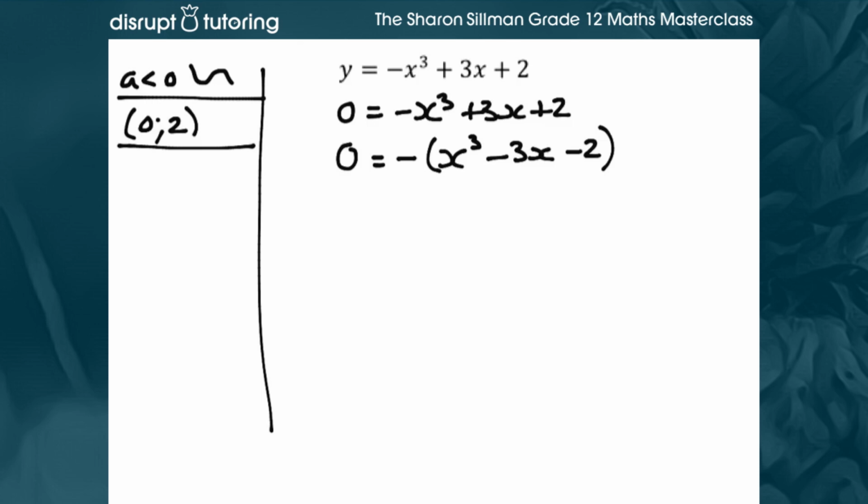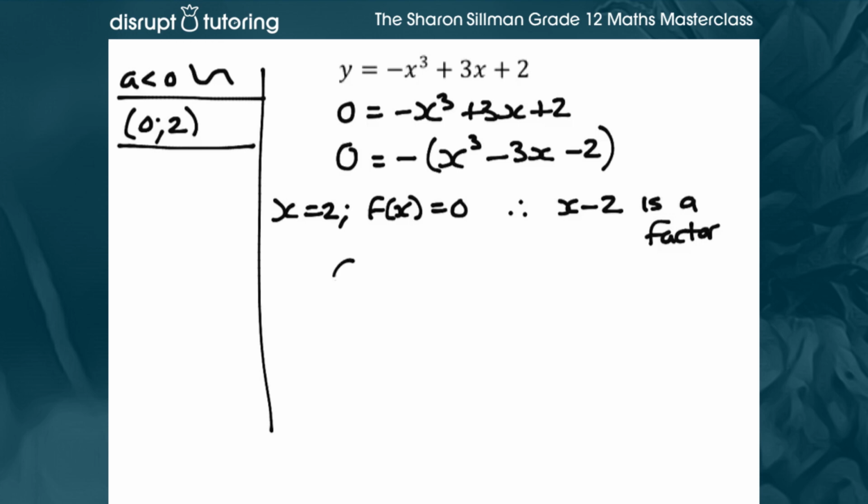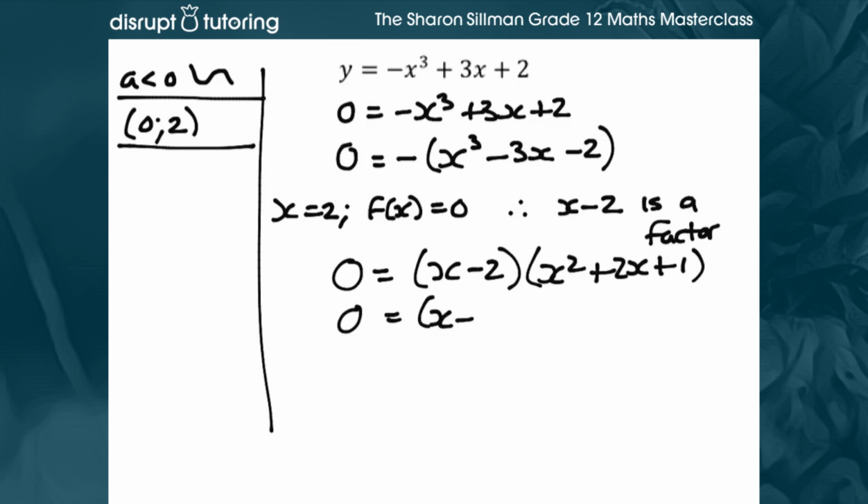So in this case, x equals 2 works. If I make x equal to 2, then the function will equal 0. So therefore, x minus 2 is a factor. Once you know that, you'll then have to use division to find the other factors, or well, to first find the remainder, which would be that. And then you will factorize, and you will see that this happens to be a repeated factor because it's a perfect square trinomial.